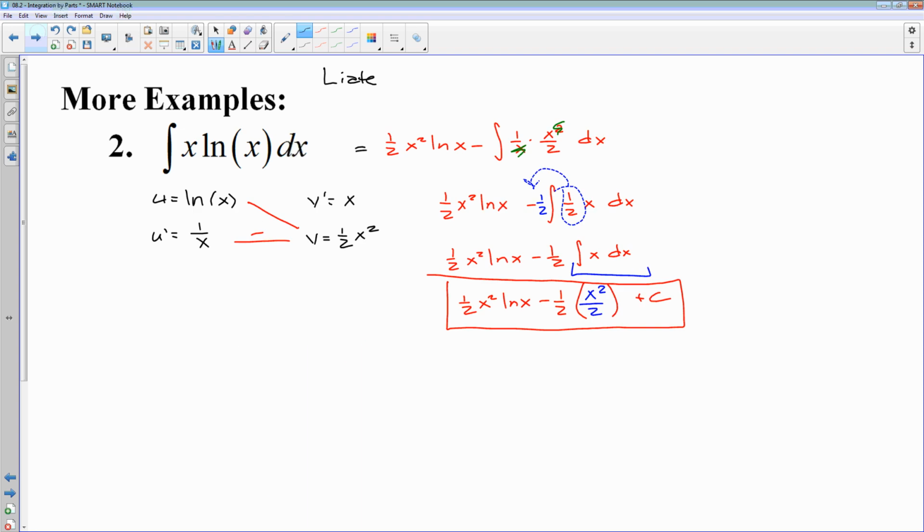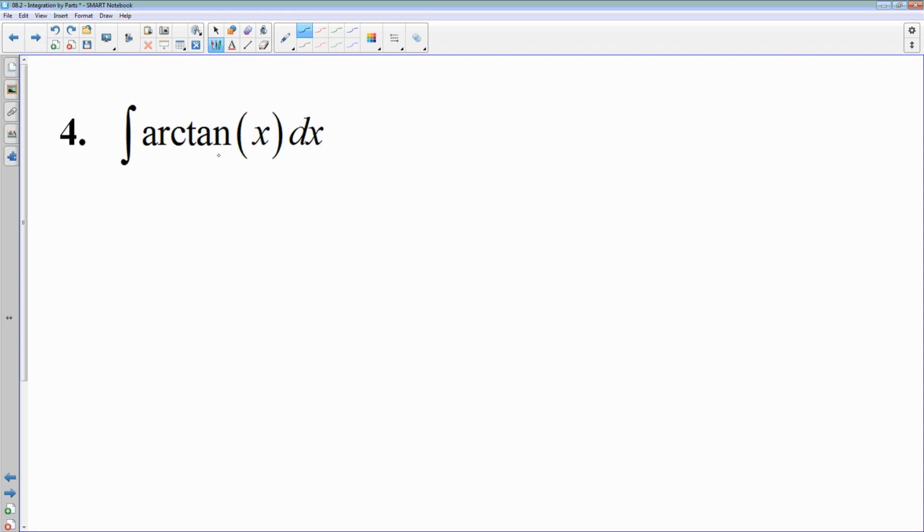So when you see a product, that triggers parts. When you only have arctangent x and nothing else, it may not be screaming parts. And so let's see what we can do here. So we have arctan x. I don't recognize that antiderivative. I know the derivative of arctan, I don't know the antiderivative. I don't see any u substitution that's going to work. Power rule definitely isn't going to work. So I'm going to try parts simply by default. Everything else has failed. So I'm going to try something for parts, u and v prime.